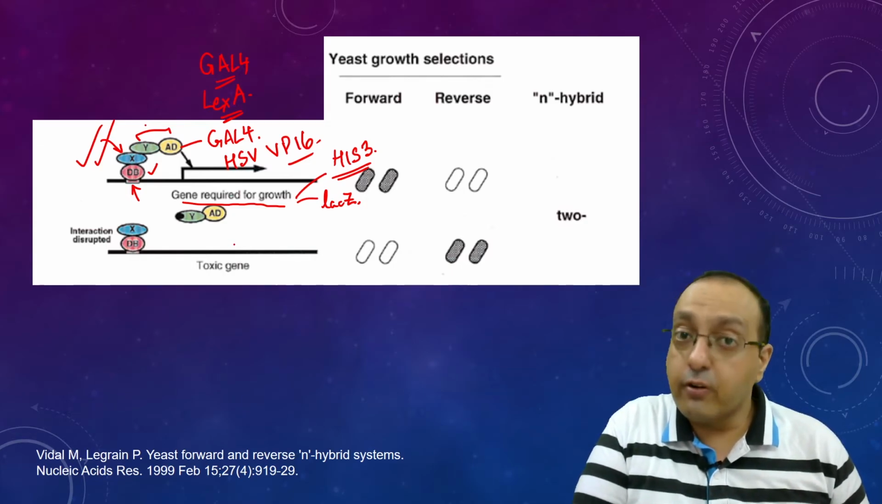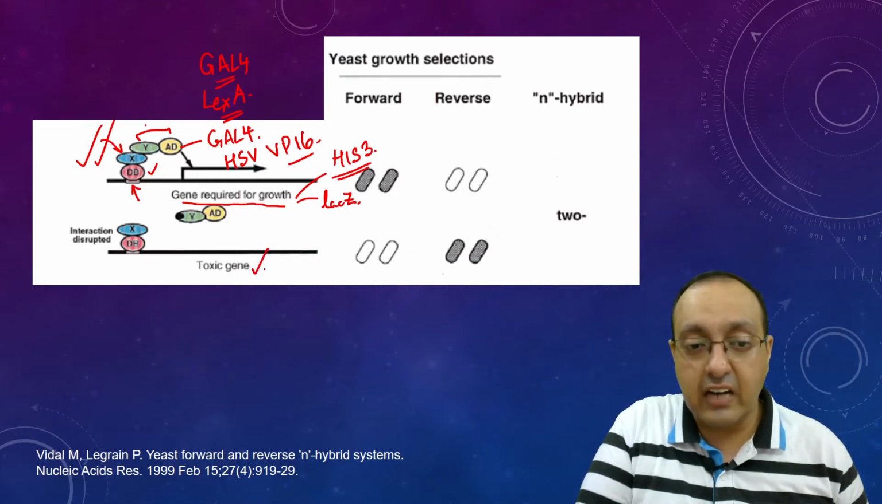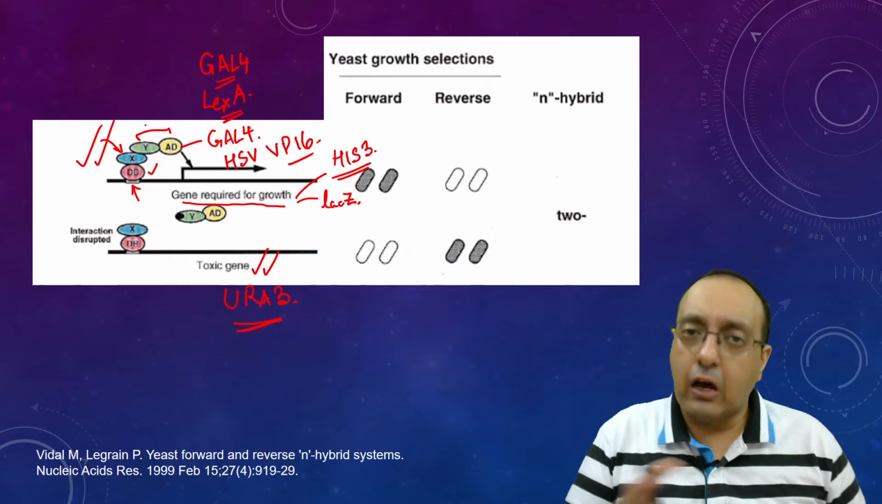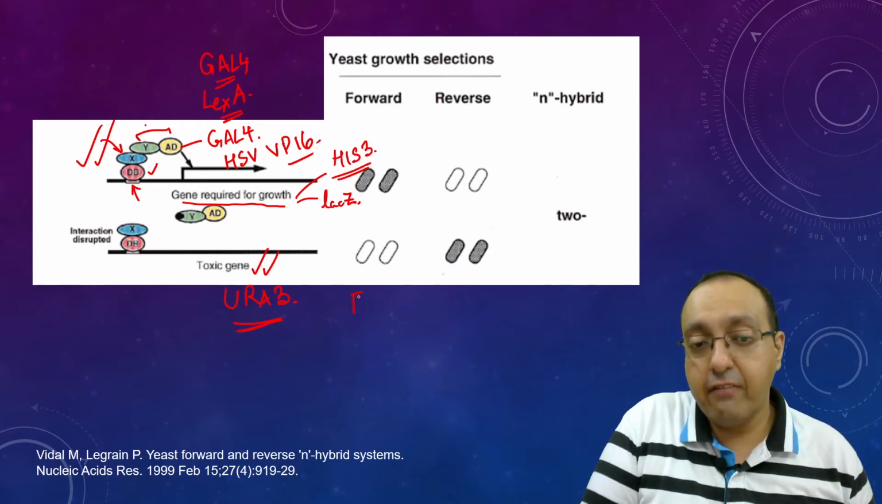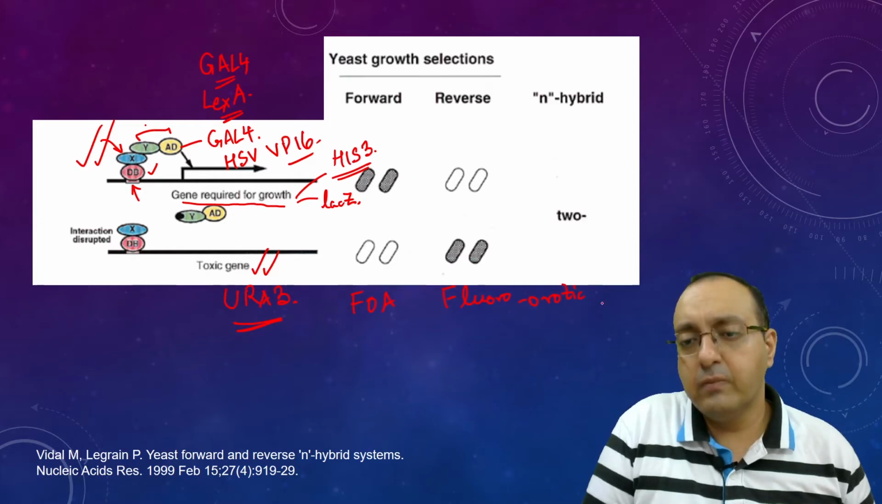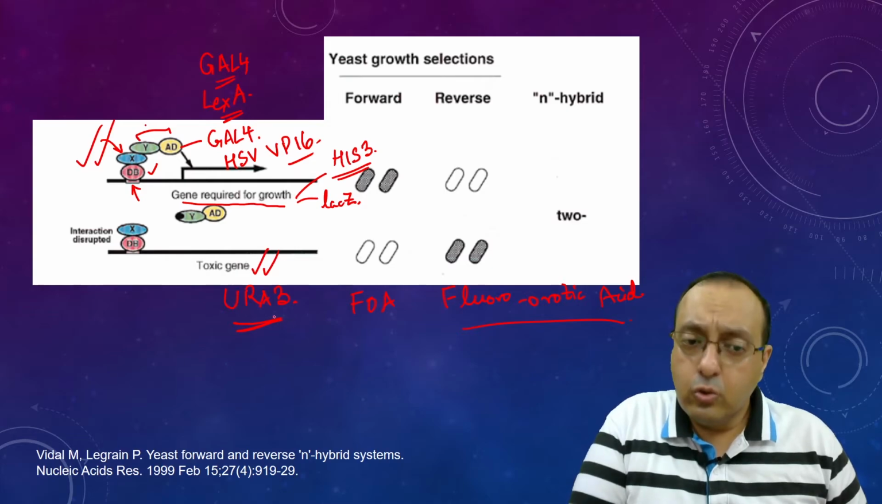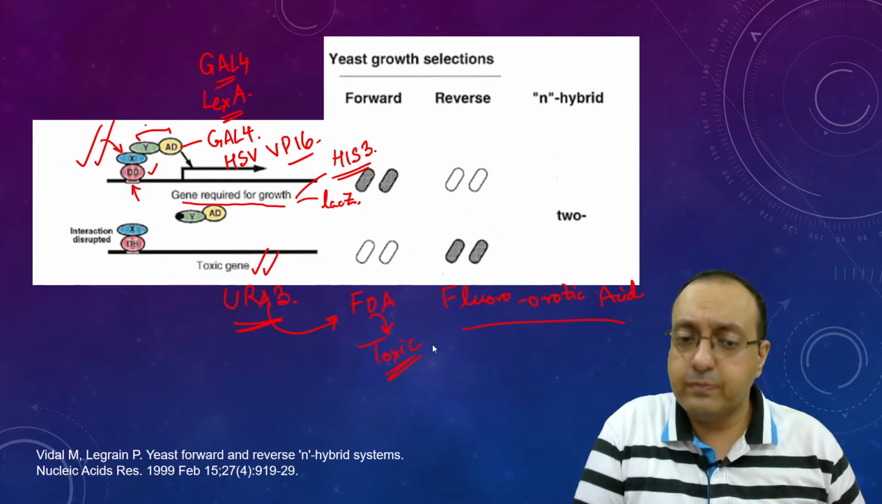In this case, instead of a reporter gene or a normal gene required for growth, we actually transcribe a toxic gene. For example, in yeast, a commonly used toxic gene is URA3, which allows the yeast cells to grow in the absence of uracil. But if we provide FOA, which is fluoroorotic acid, a nucleotide intermediate, URA3 will act on this and produce a toxic byproduct which will kill the cells.